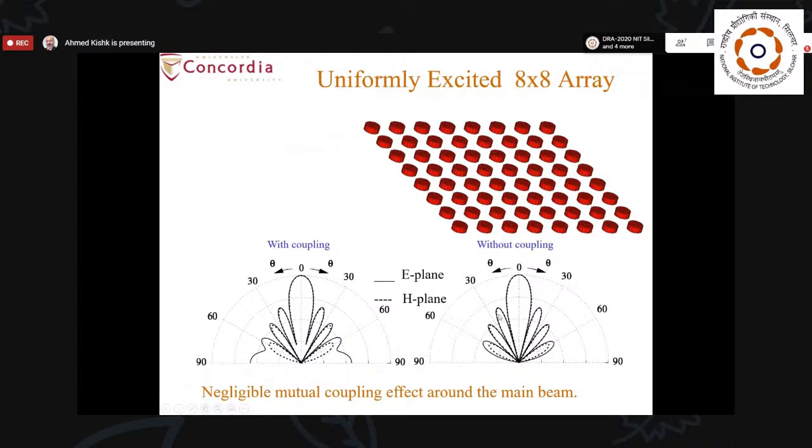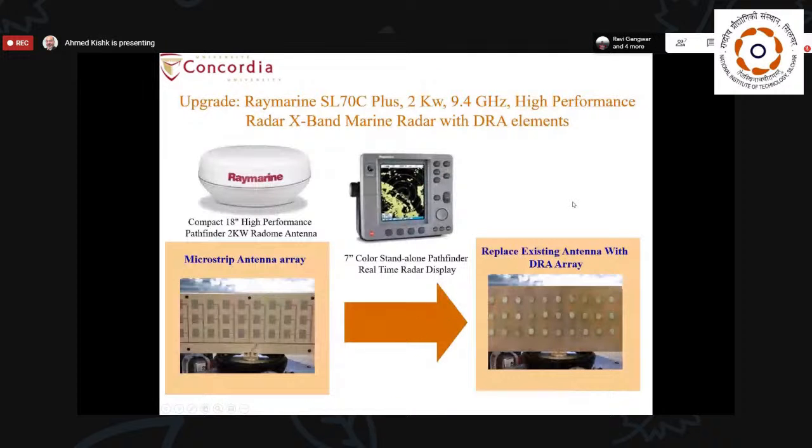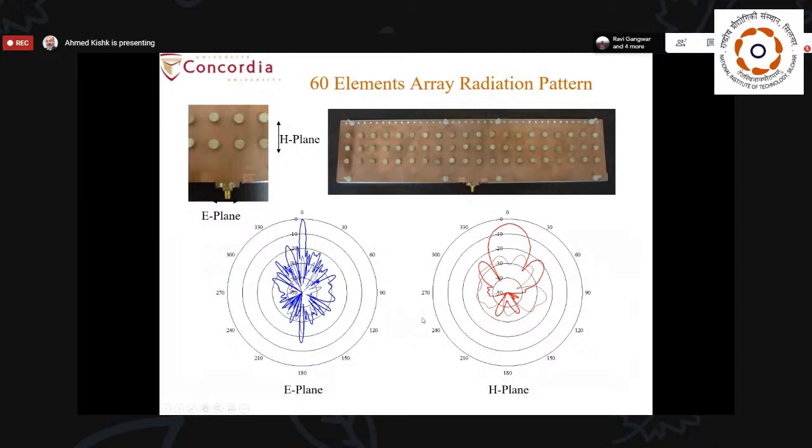And this is a planar array, and the effect without mutual coupling and with mutual coupling, again for the radiation along the ground plane. This is also an example to show the efficiency of the dielectric resonator. There is a commercial radar by Raymagine where it is made of microstrip patches, and we tried to replace this array with a dielectric resonator array of the same size, the same arrangement and the same feeding network.